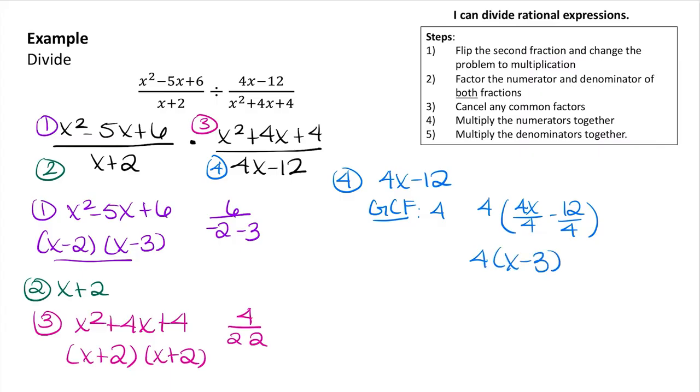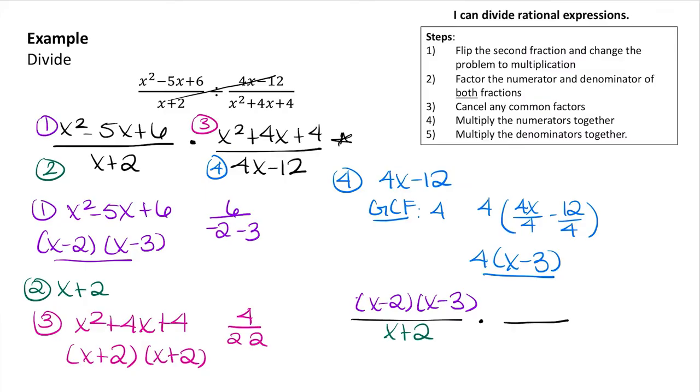So now let's go ahead and plug in all these factored forms, not into the original expression, right? We don't want to go back to the division. We want to go here, to this multiplication, and plug it in there. So number 1 is x minus 2 times x minus 3. And then number 2 just stayed as is, so I just have x plus 2 down here. And then remember, I changed it to multiplication. So I have now number 3, which is x plus 2 times x plus 2. And then I have number 4, which is 4 times x minus 3.